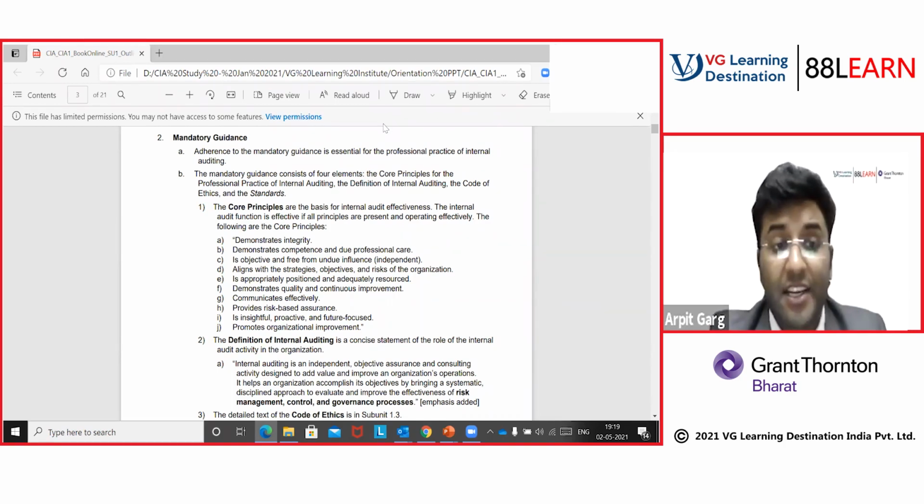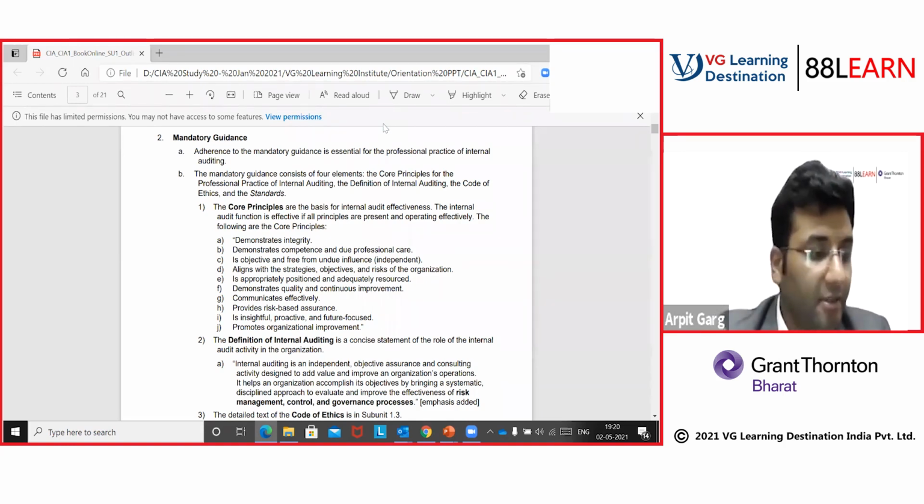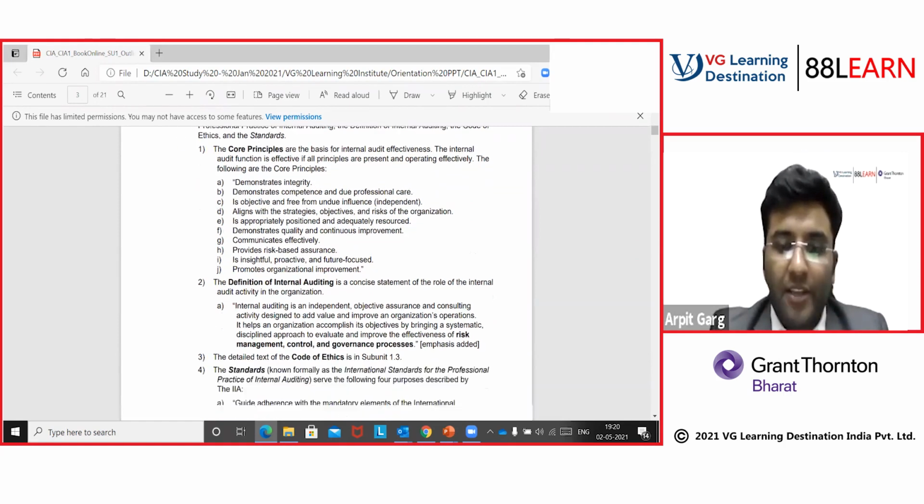Vishal is asking, is there any difference between assurance and internal audit? Vishal, internal audit is part of the assurance engagements. I hope that's clear. Okay, so I think we are clear so far.